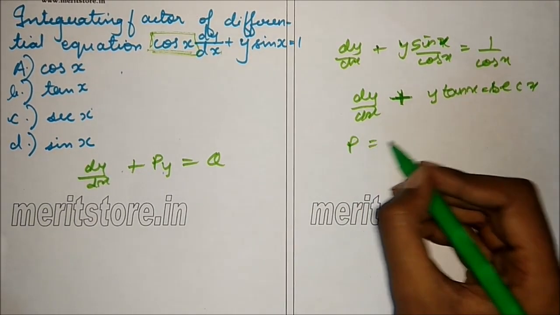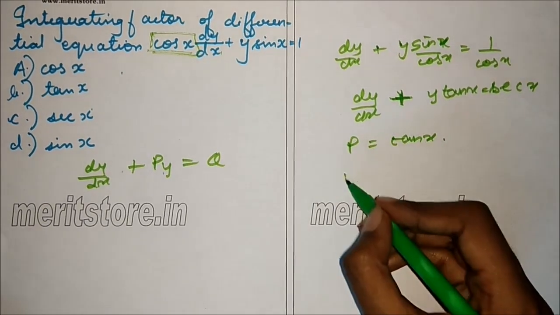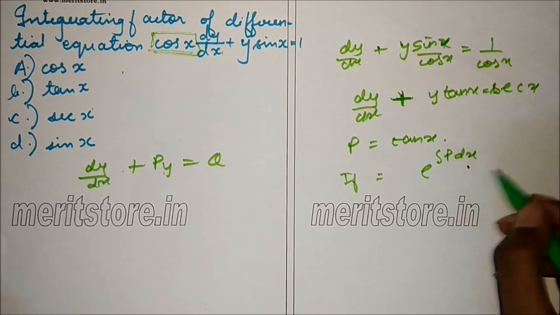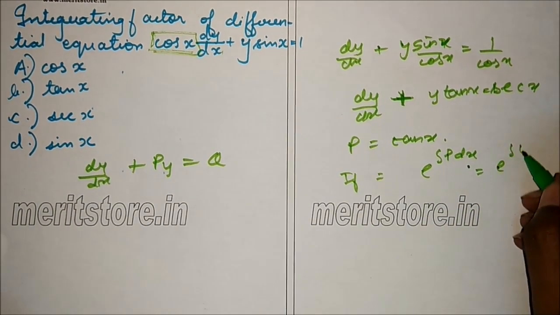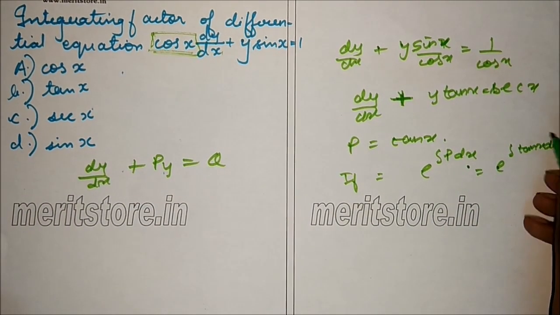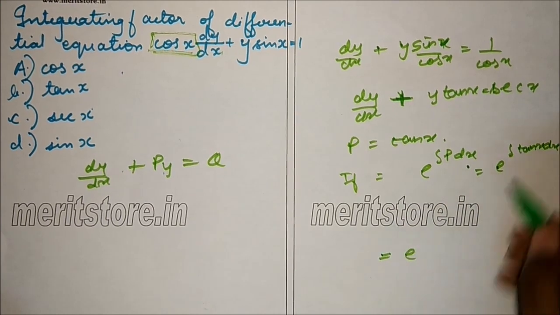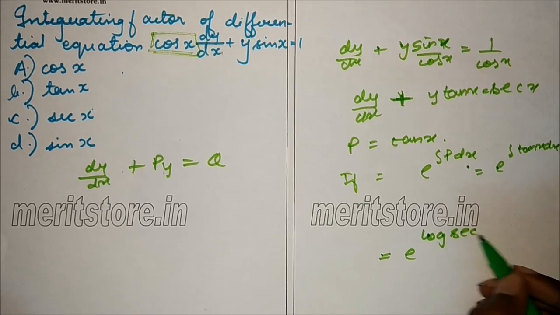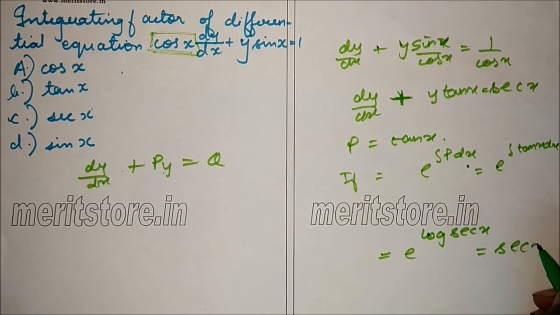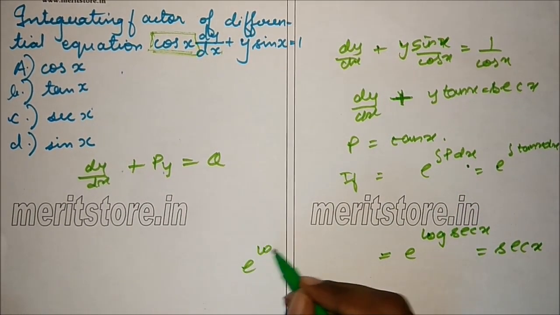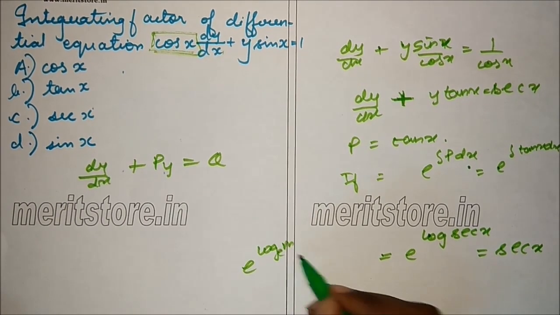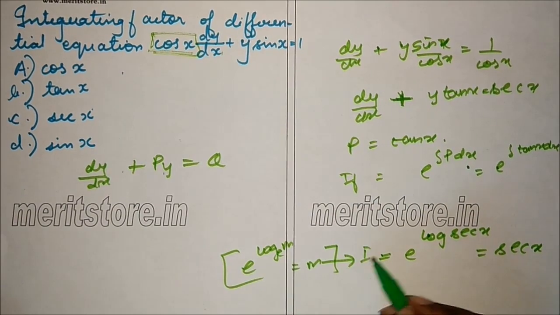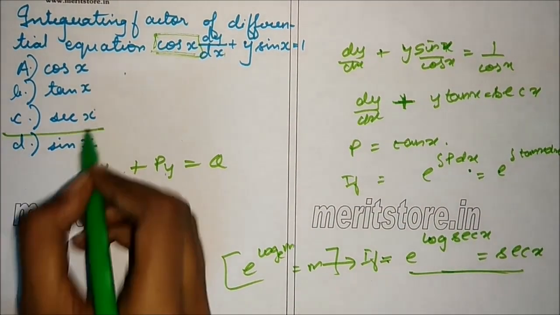So here we got P = tan x. The integrating factor is given by e raised to the integral of P dx. This will be e raised to the integral of tan x dx, which is e raised to log of sec x, since the integration of tan x is log sec x. By the law of logarithms, e raised to log m to the base e is equal to m. So the integrating factor is sec x, and the answer is C, sec x.